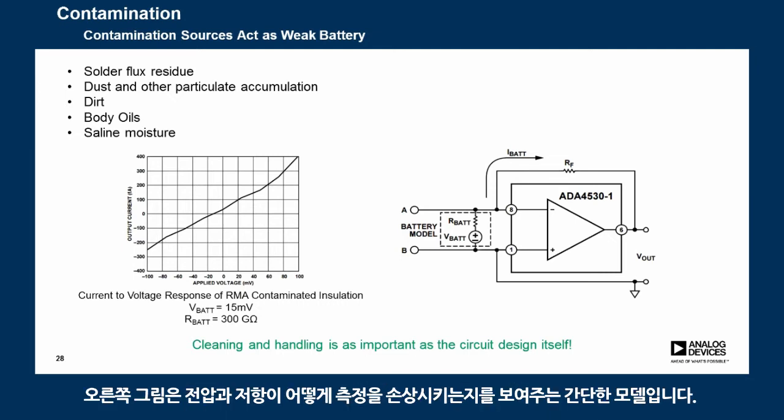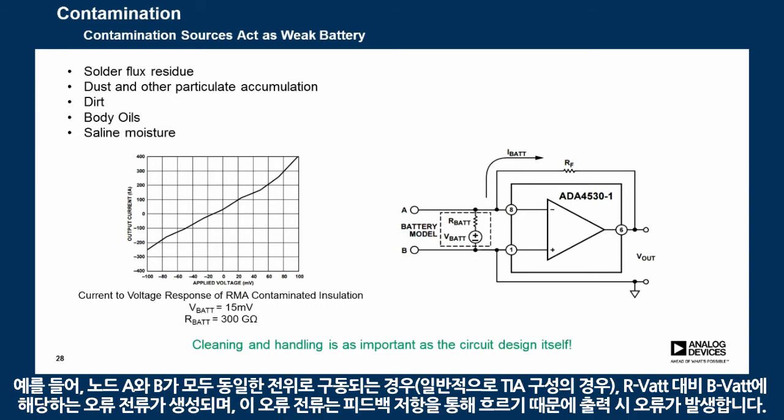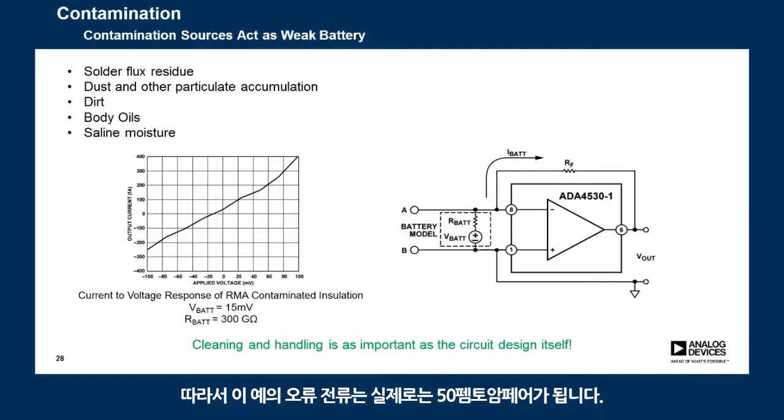The figure on the right shows a simplified model of how the voltage and the resistance would corrupt our measurement. Say, for example, when node A and node B are both driven to the same potential, and that's usually the case in a TIA configuration, an error current, which is equivalent to VBAT over RBAT, is then created, and this error current flows through the feedback resistor, creating an error at the output. In this example, the error current came out to be 50 femtoamps.